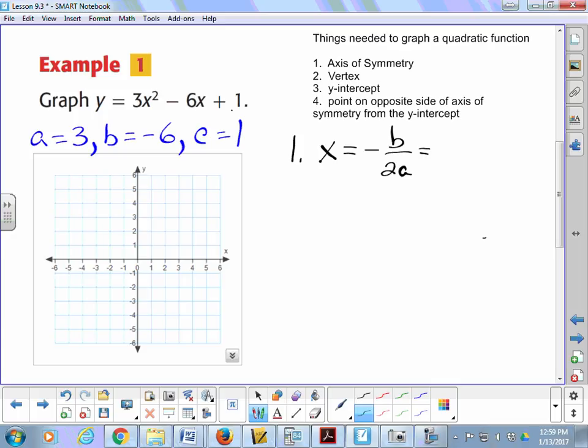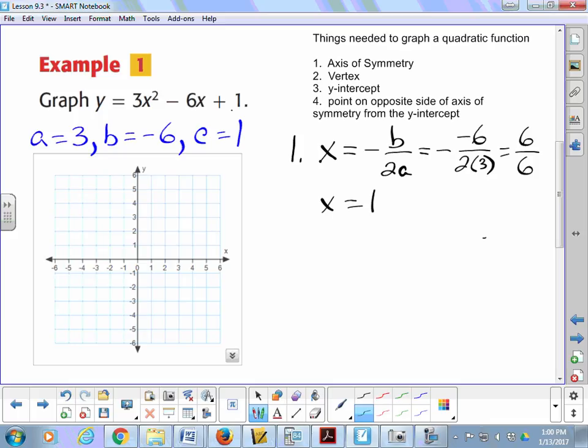So to find that x value, or the axis of symmetry, we do negative b over 2a. So we have our negative sign. b is negative 6. And 2 times 3, because a is 3. Really important that you identify a, b, and c first of all, to help you out. So the opposite of negative 6 is positive 6. And 2 times 3 is 6. So we get x equals 1. There's my axis of symmetry.